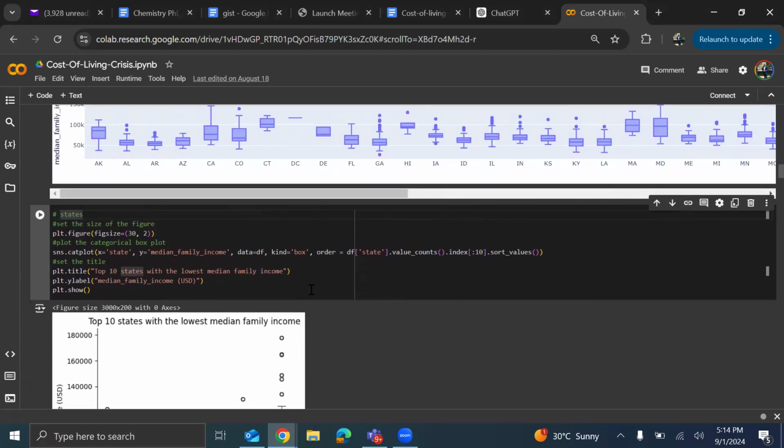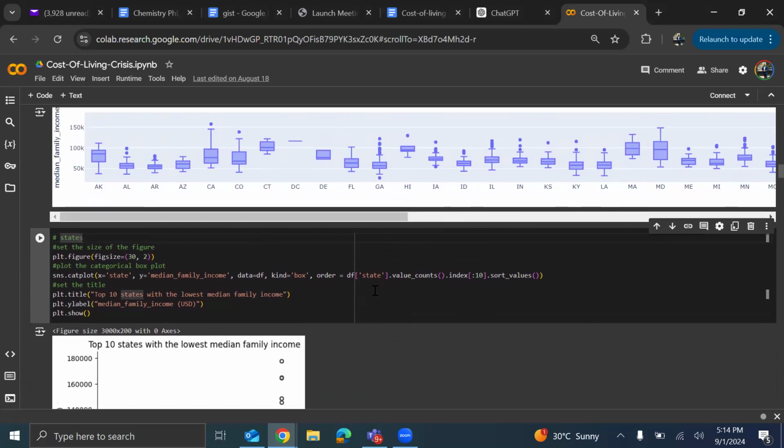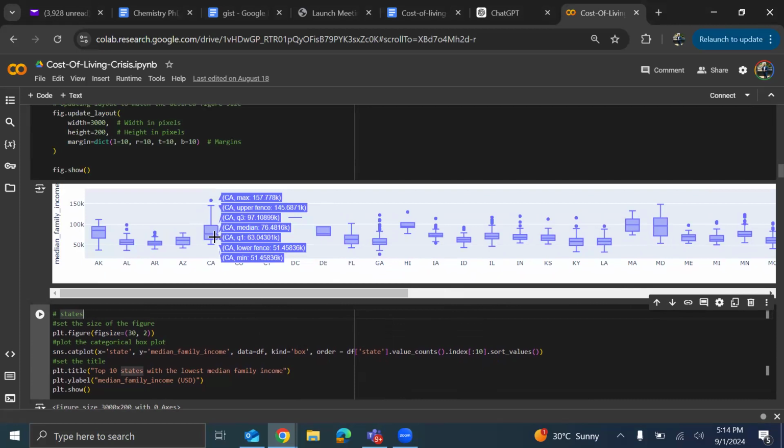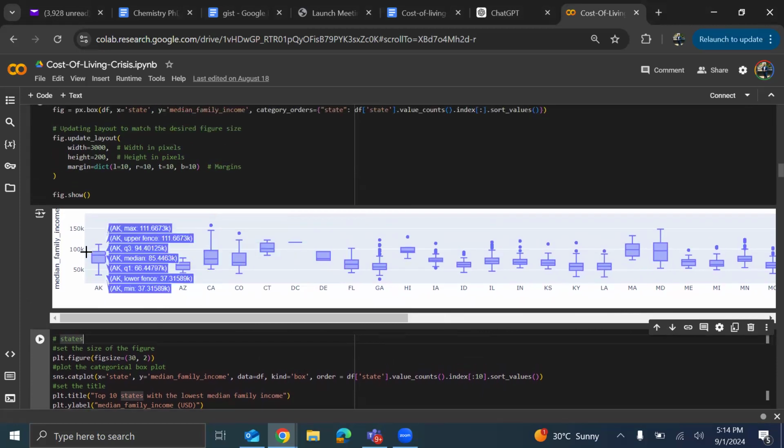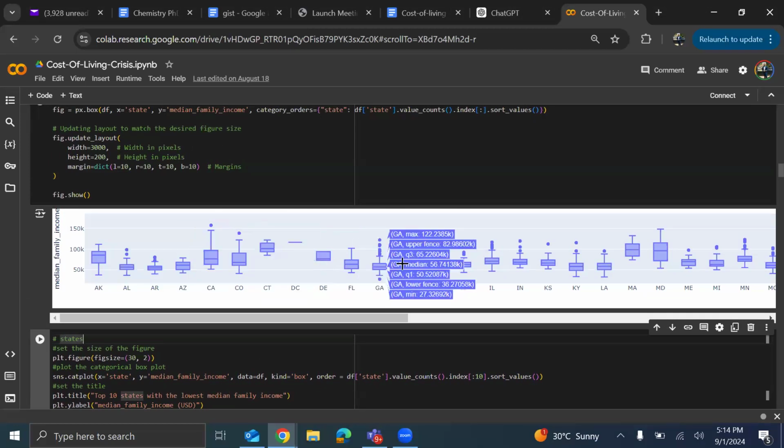Let me just summarize it. How do you call this kind of plot? Yes, this is a box plot. You can say it's a different kind of box plot, because you're having multiple boxes here, one for each of the states.